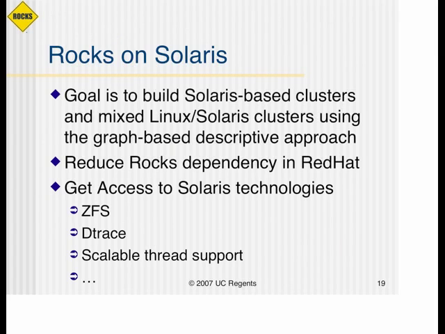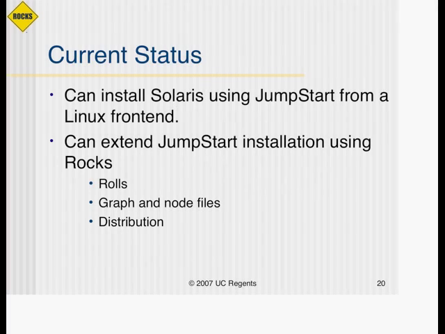So the current status, and this is where you really want to talk to Anoop and others to see what's going on, is that we can install a Solaris backend, so compute nodes or anything except the front end, your provisioning head, using Jumpstart from a Linux-based front end, right? And we can extend the Jumpstart installation using ROX and building roles. These graph files, so roles make up, when you look at the configuration graph, there are different colored elements in the particular configuration graph. Those were things that came from specific roles. So it's done the same way here. In fact, all of the Solaris support is wrapped up into a very imaginatively named thing called the Solaris role. Okay?